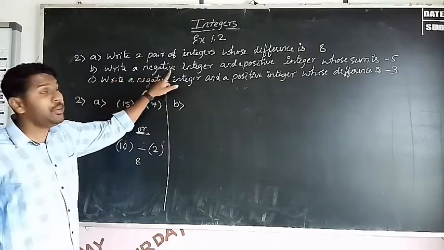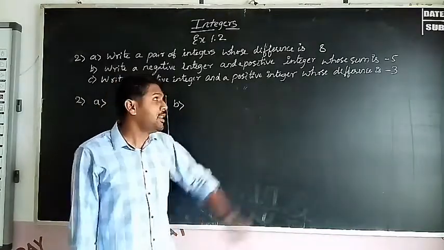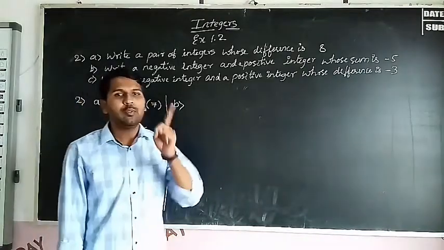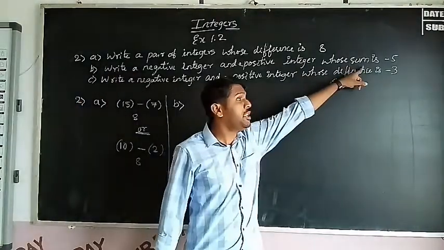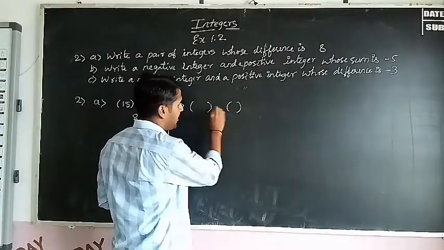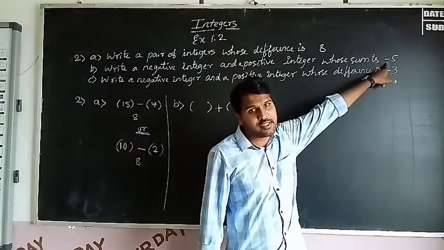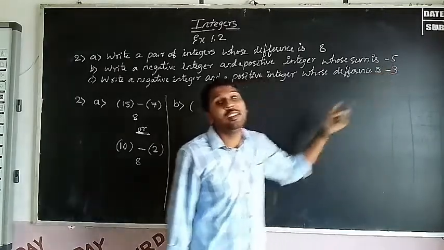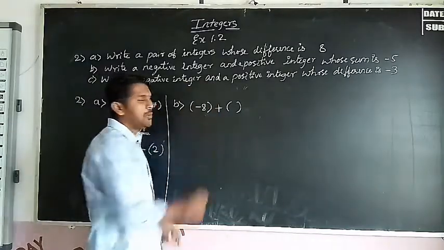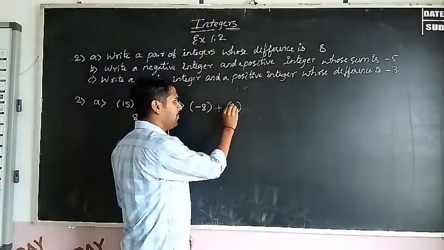Okay. So next, the second one. Write a negative integer and a positive integer whose sum is -5. You have to take one negative integer and one positive integer whose sum, that is addition, must be -5. So what are the integers whose sum must be -5? Here the minus sign is there, the first sign. So for -5, the greatest number must be negative. So for the negative integer, take -8. Here 5 is there. 8 minus 5, 3.